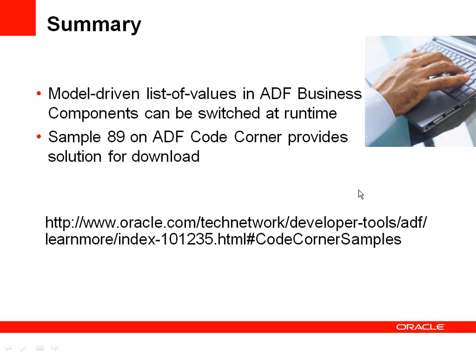To summarize, model-driven list of values in ADF Business Components are easy to create and are also easy to switch at runtime. This sample that I showed throughout the video is available as sample 89 on the ADF Code Corner website. You can download the workspace and additional documentation I wrote up for this sample. So the URL you see just below, that's ADF Code Corner. If you go to Code Corner samples, it directly brings you to the area where sample 89 is what you want to look for.